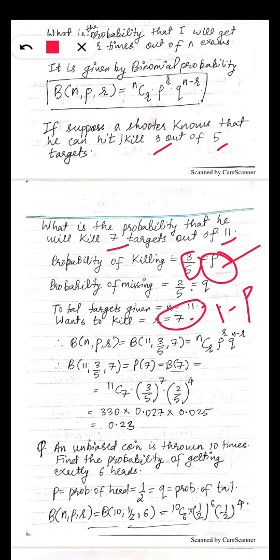So you have to realize it is a binomial thing. So for the probability B(N, P, R), N is 11, P is 3 by 5, R is 7. Formula is this. Put everything into the formula. So B(11, 3/5, 7). You can denote this binomial probability by P of 7 also. P of 7 is the probability of killing 7 targets out of 11, or simply sometimes B7.